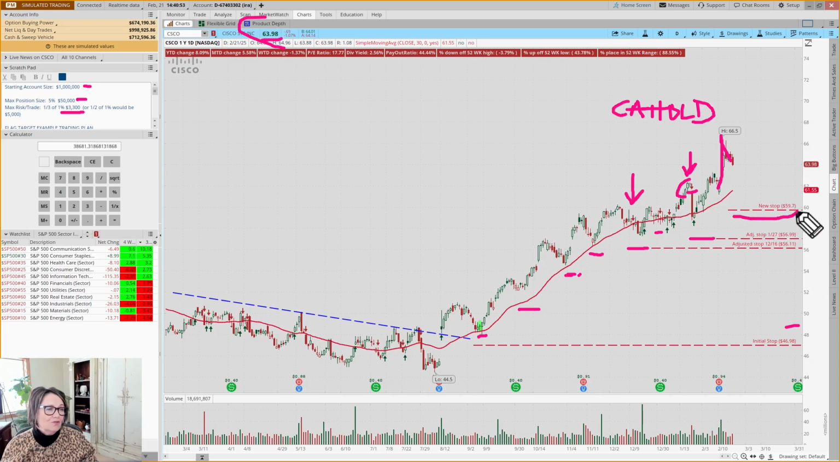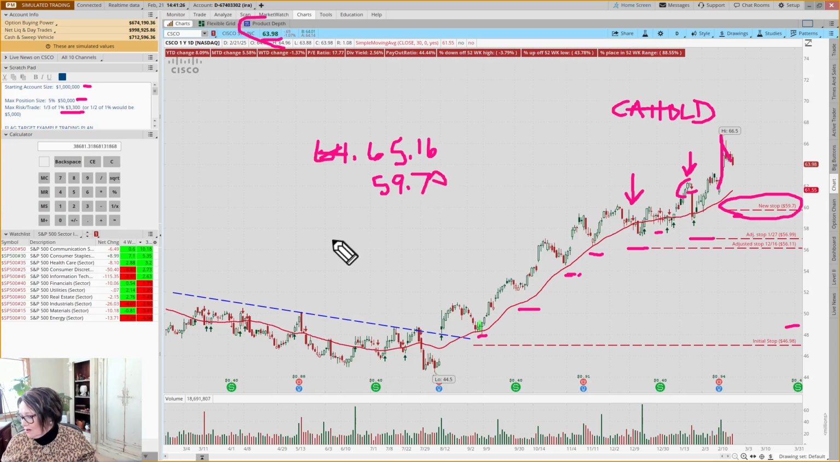So if we put our new stop here at 59.70 and we were looking to buy if it closes above today's high by, say, 20 cents, we'd be getting in at 65.16, because it closed at 64.96. And if our stop is at 59.70, what are we risking? Well, we are risking $5.46 a share.